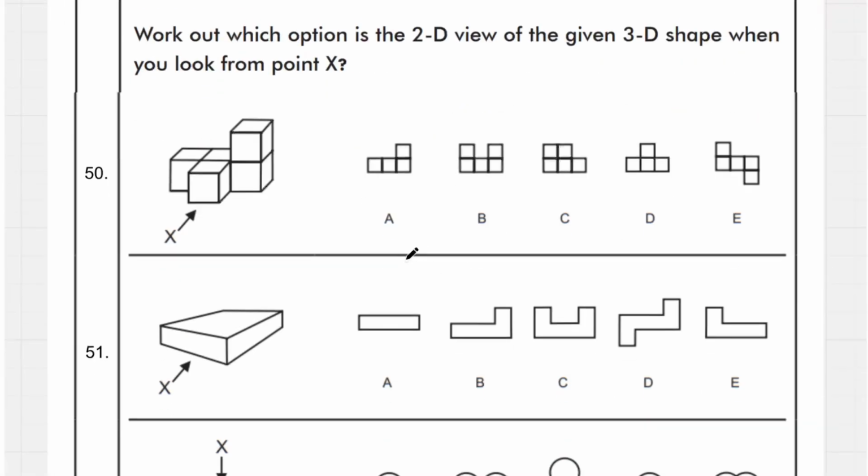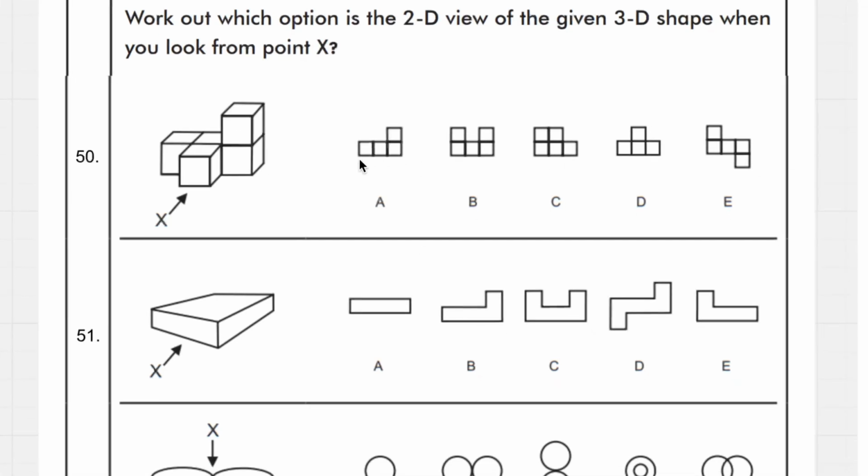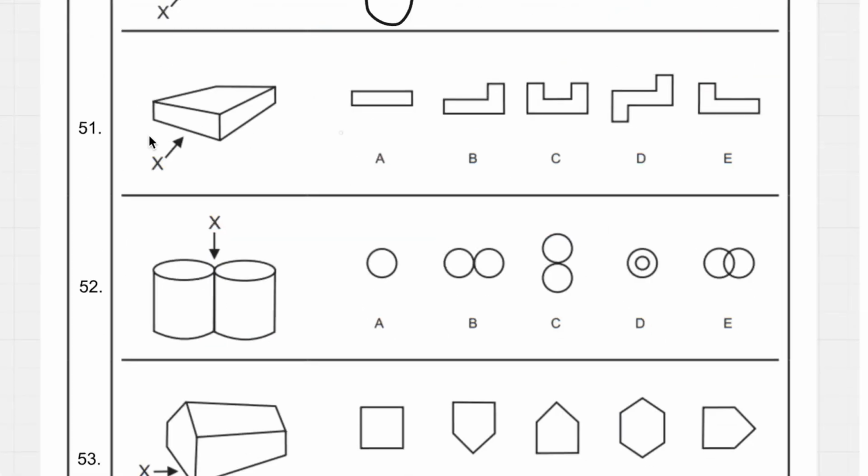We are given an angle of a shape. If we look at it from this way, we're looking from point X, we just get 3 and then 1 on top, which is going to be A. 51, we can see when we look at it from here, it's just going to be this long slab, which looks kind of like a rectangle, which is just going to be A, nothing's pointing up or sticking out.